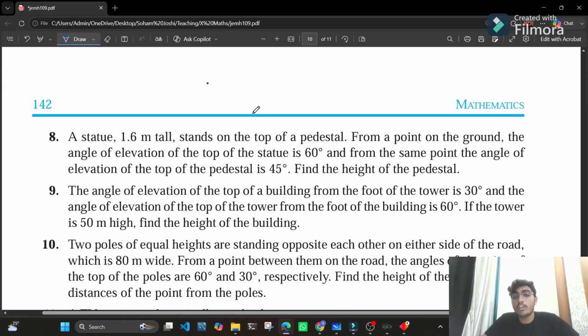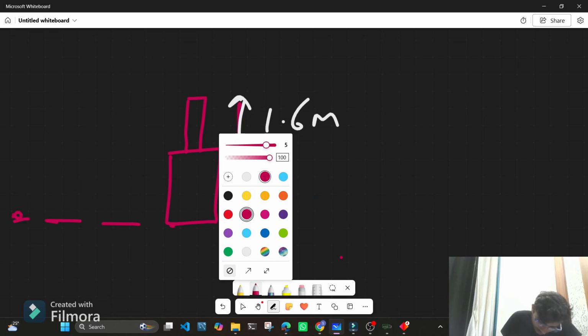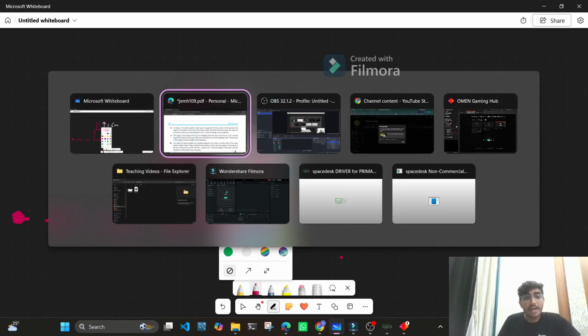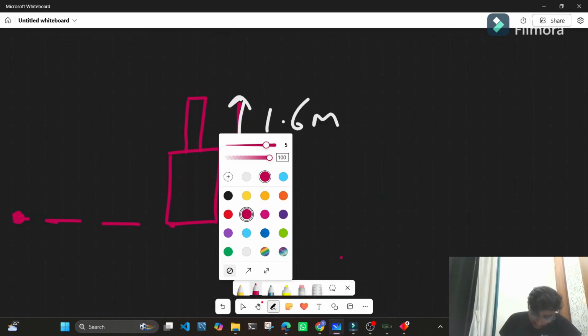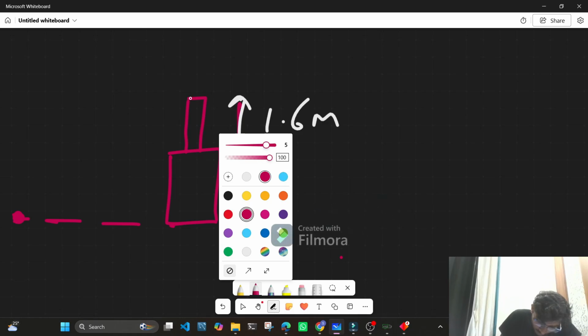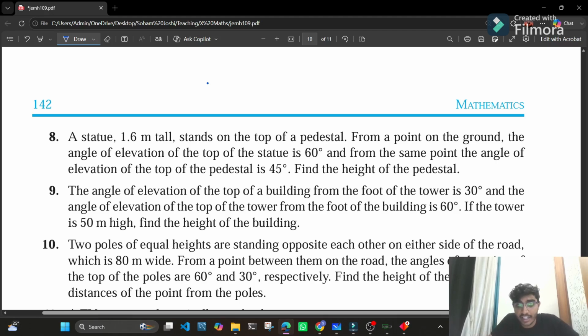From a point on the ground, the angle of elevation of the top of the statue is 60 degrees. Let's say this is the point on the ground. If I connect these two points, this is the top of the statue, and the angle is 60 degrees. And from the same point, the angle of elevation of the top of the pedestal is 45 degrees. We need to find the height of the pedestal.